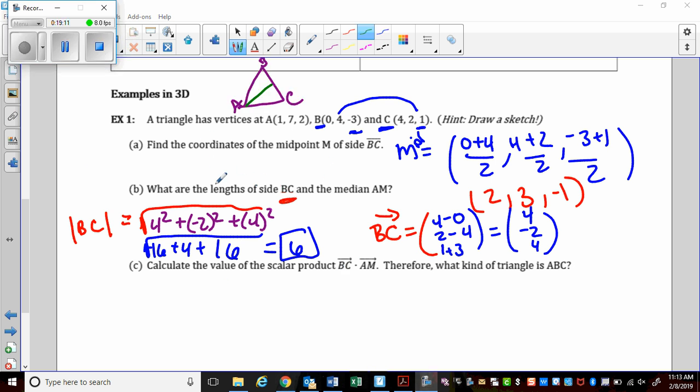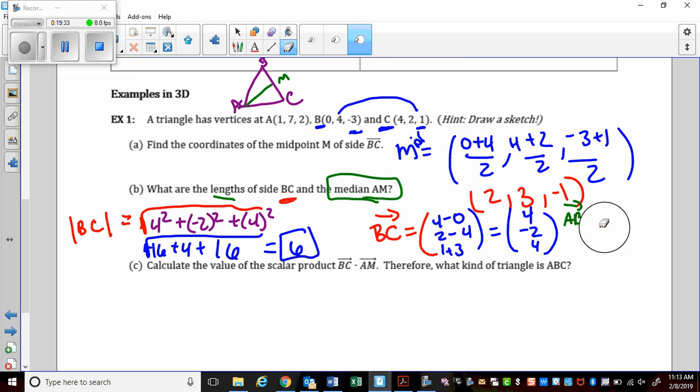They also asked us to find the length of a median AM. So I drew a triangle. We found the midpoint of BC, and we want the length of this vector AM. So I need to first find AM. Remember, this is M minus A. We found M, 2, 3, negative 1, minus A, which is 1, 7, 2.